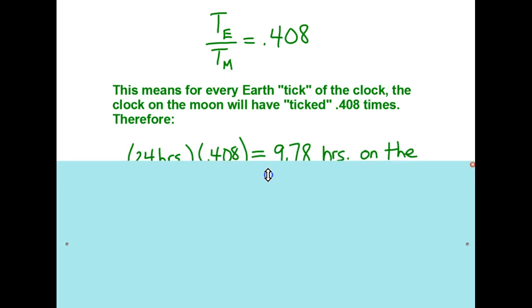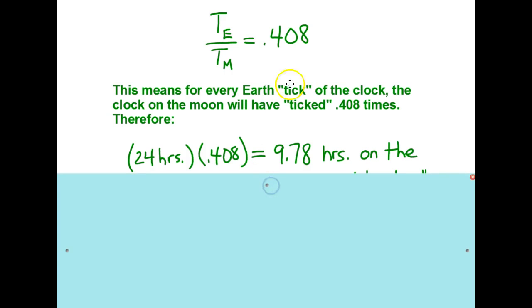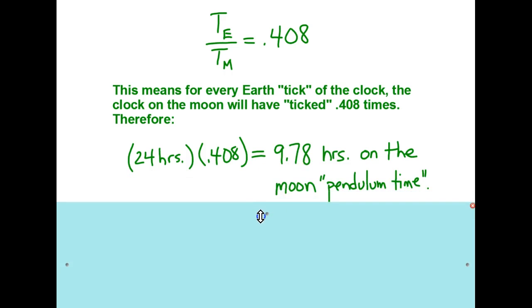Now what that means then, therefore, if we take 24 hours of Earth time, we have our ratio here, 0.408. So moon time with the same pendulum clock would be 0.408 times 24 hours. That means 9.78 hours on moon pendulum time. We all get that the time is actually the same on the moon and the Earth, but not according to the pendulum clock.